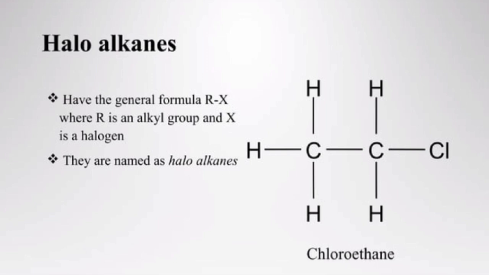The example given here is that of chloroethane. We find that there is an ethane group, which is the R group here. There are two carbon atoms which are connected by a single bond. So it is nothing but ethane, and since there is a chlorine group present there, the name given is chloroethane. With this we come to an end of functional groups.